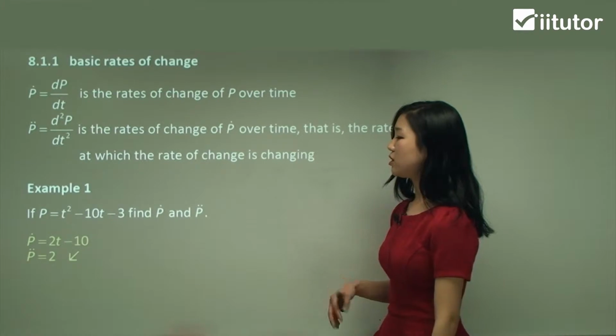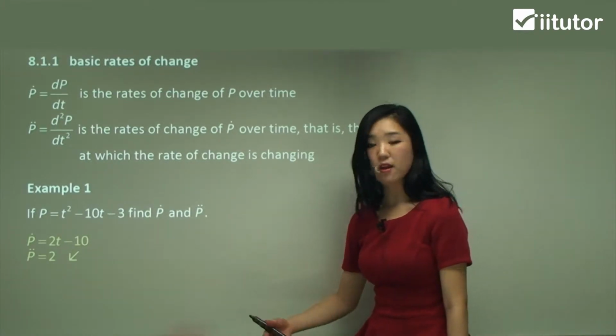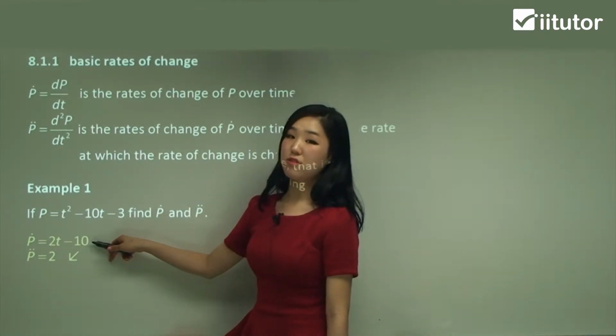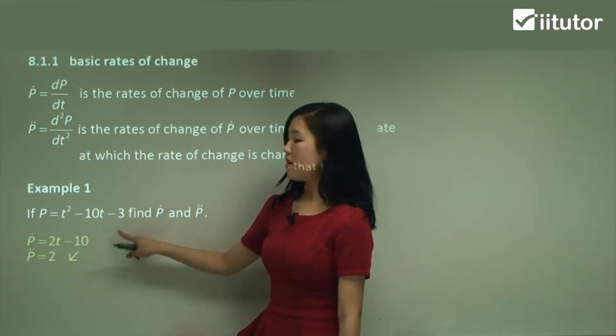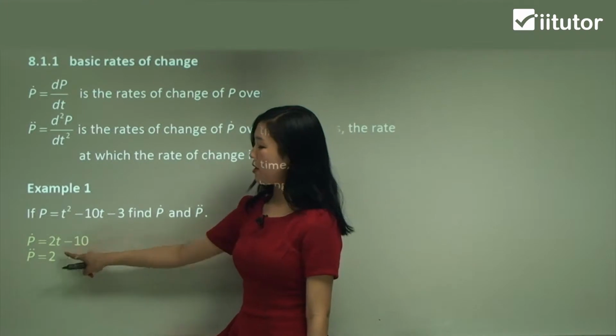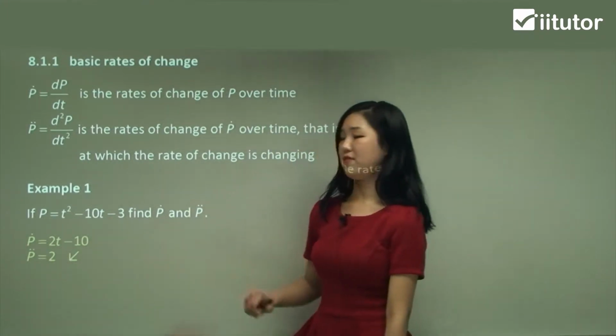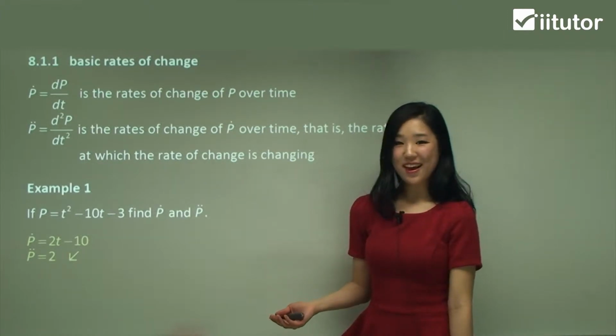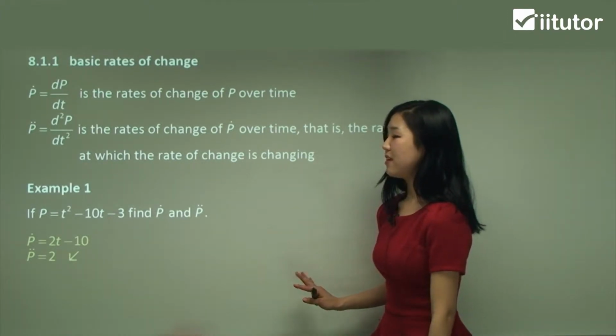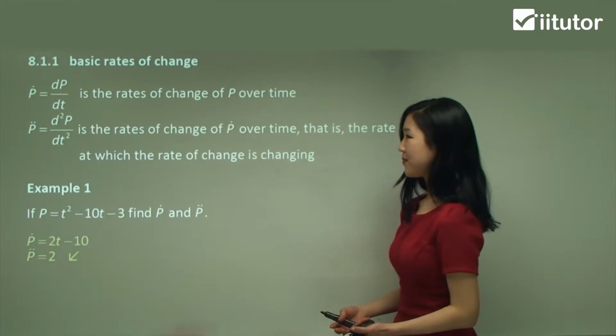Now P double dot will simply be just differentiate again. So you're going to be differentiating P dot this time, or you can think of it as double differentiating P. So if you differentiate this one more time, you simply get 2, which is the coefficient of t there. Okay, how simple is that? And that's all you need. Okay, so that was just a little example. And let's get right into the questions.